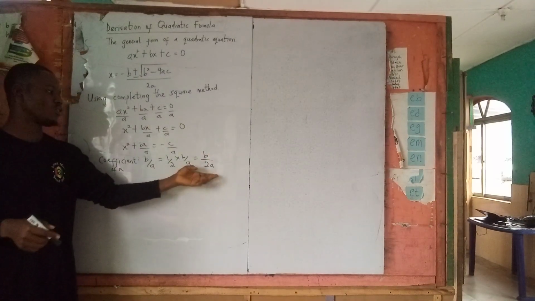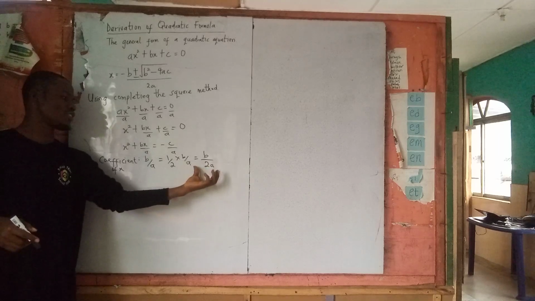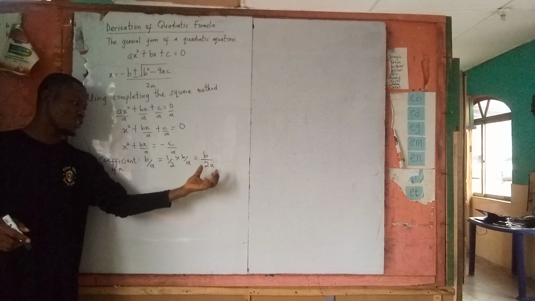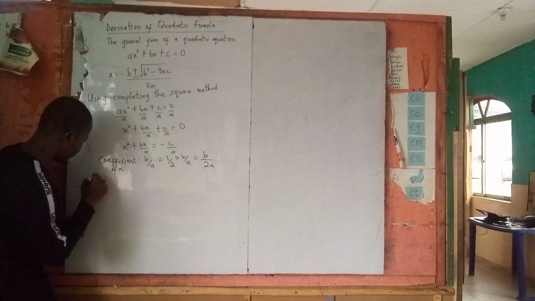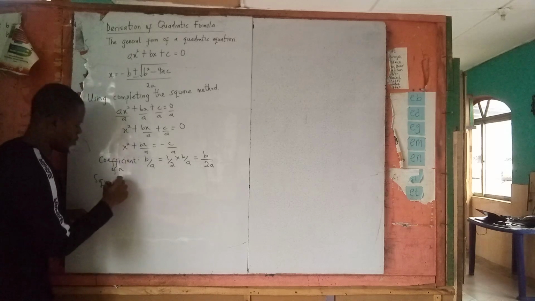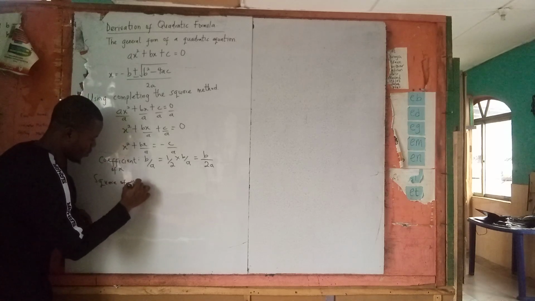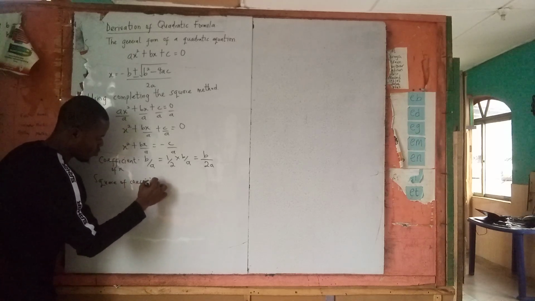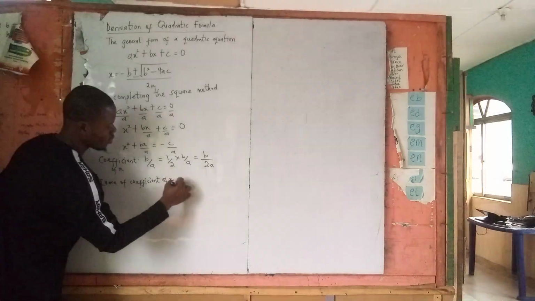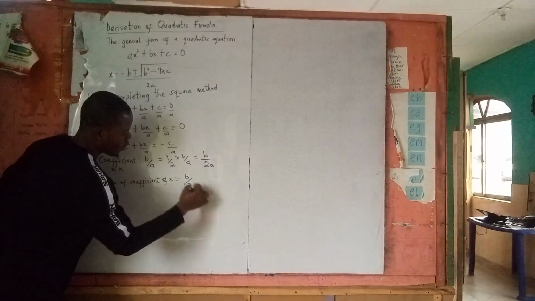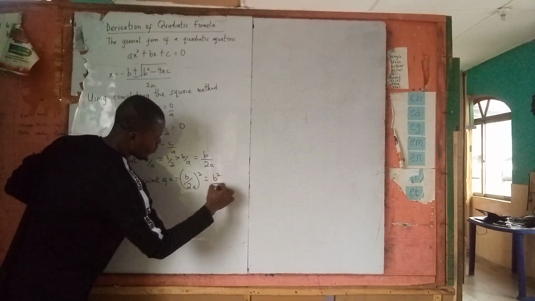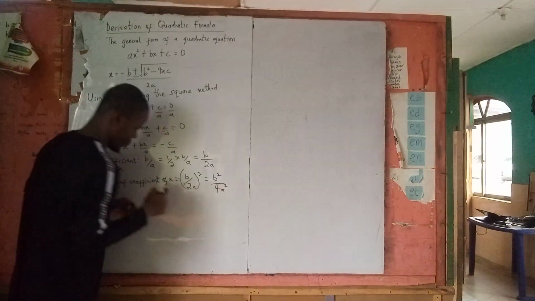Then the next thing for us is to square this half of the coefficient of x. So when we square it, the square will be b over 2a all squared. That will be b squared over 4a squared.